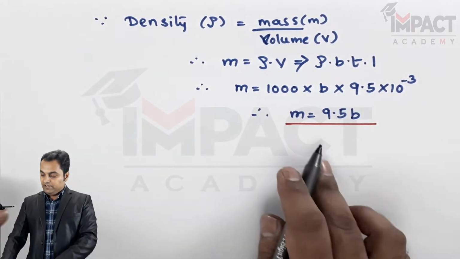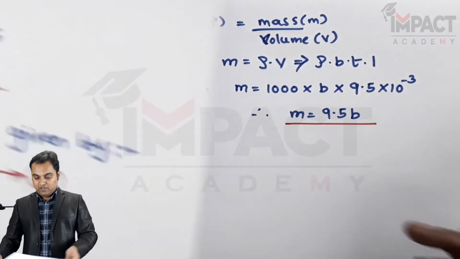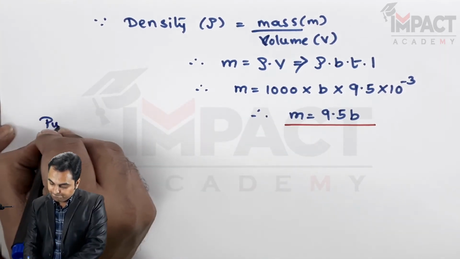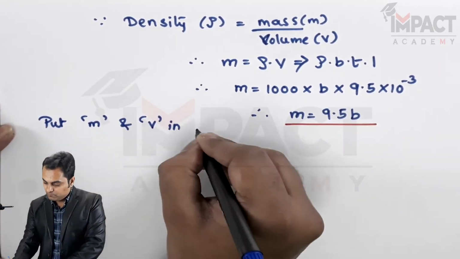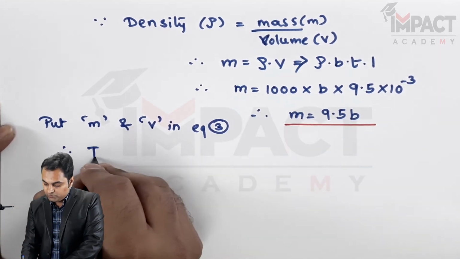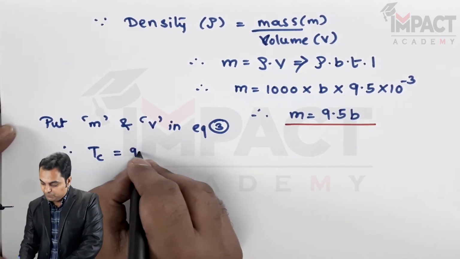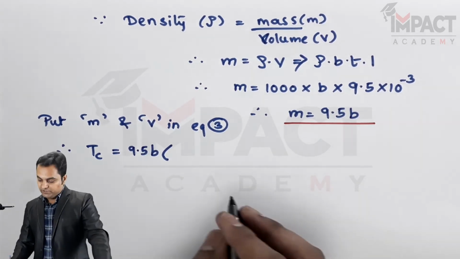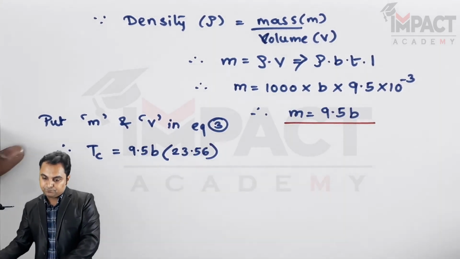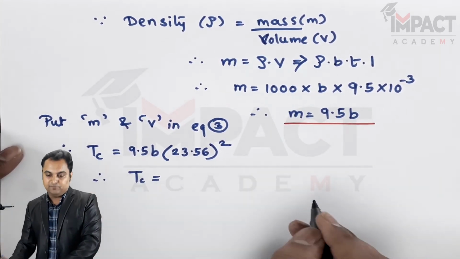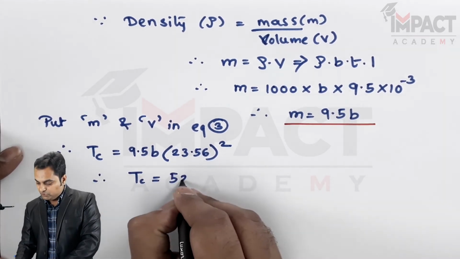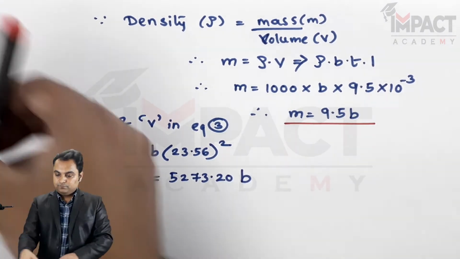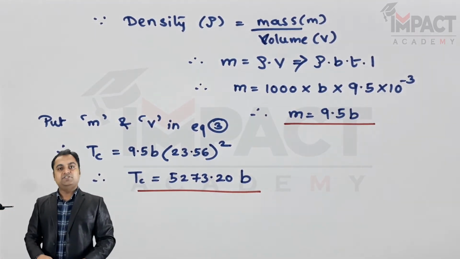Now after getting the value of mass, I am going to put M and V in equation number 3 to get centrifugal tension. So the centrifugal tension will be, mass is 9.5 times B, and the velocity we have calculated, it was 23.56 square. So I am getting the centrifugal tension in terms of B, and my answer is 5273.20 B. So this is the centrifugal tension which we have to consider.